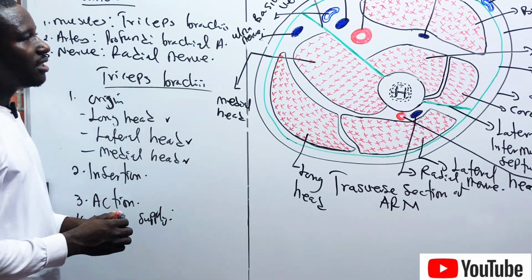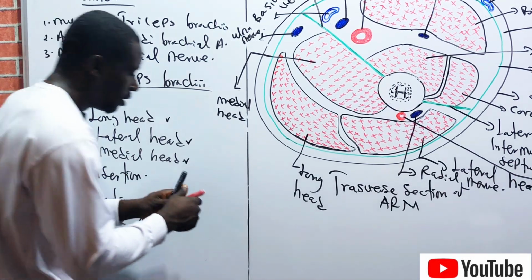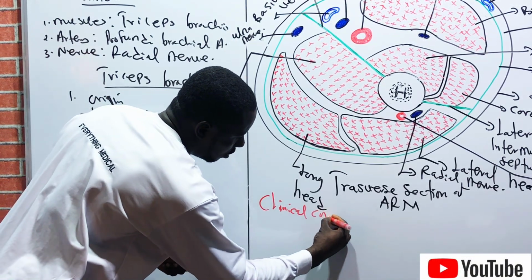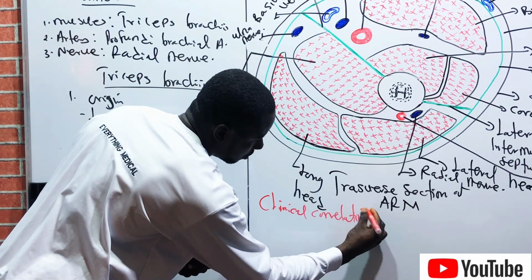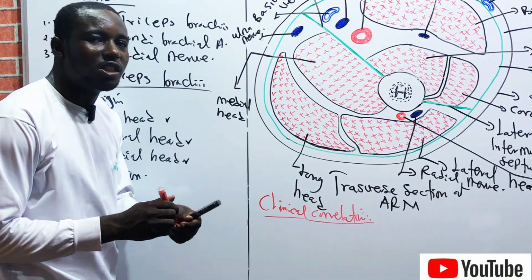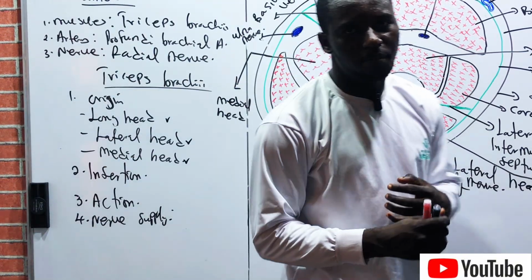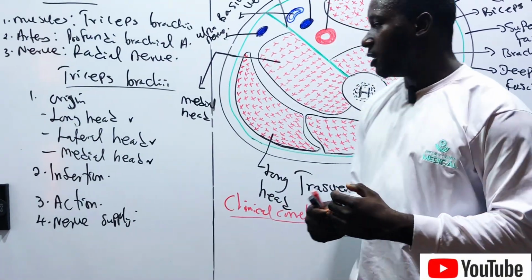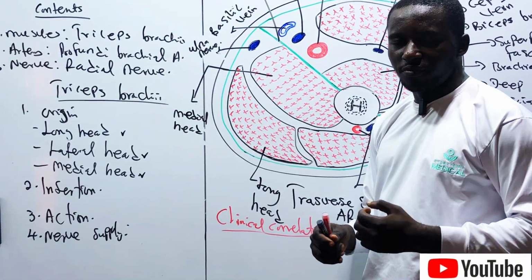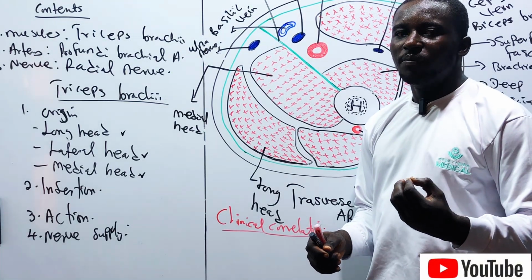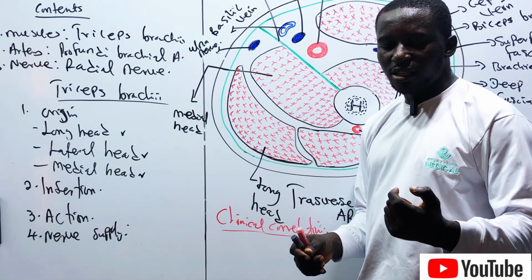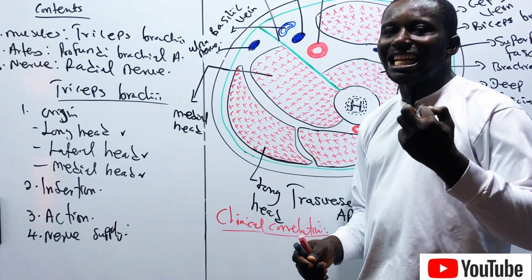So the next thing is the clinical correlation. What are those clinical correlations associated with the arm, both the posterior and anterior compartment? Okay, the first thing is injury to the musculocutaneous nerve. Recall that the musculocutaneous nerve has three branches. That is the muscular branch, the cutaneous branch, and the articular branch.